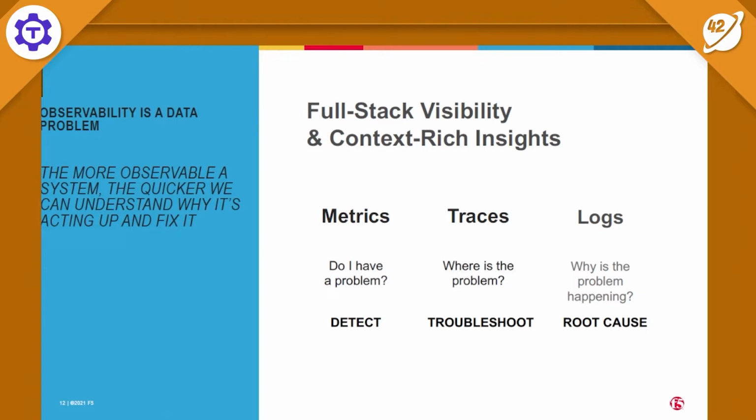In general, we look at this as having visibility across the entire stack, based on three classes of data: metrics, traces, and logs. Or, do I have a problem? Where is the problem? What's causing the problem? And each of these pieces plays a role in helping us look at that application stack.